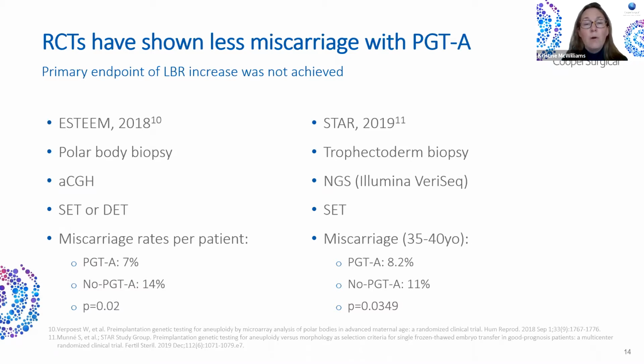Similarly, the STAR trial, which was published in 2019, which utilized trophectoderm biopsy and next generation sequencing with single embryo transfer, did also find that in some age groups, there was a significant reduction in miscarriage in the PGT-A arm relative to the arm that did not receive PGT-A analysis.